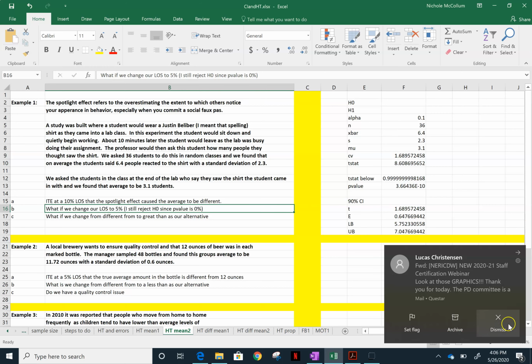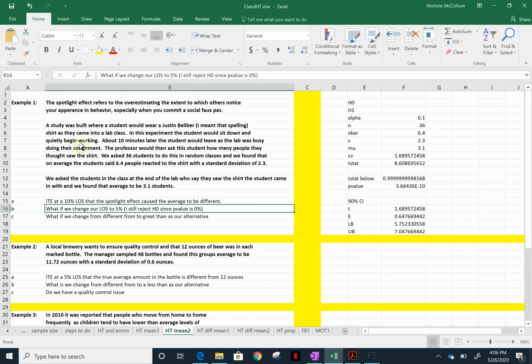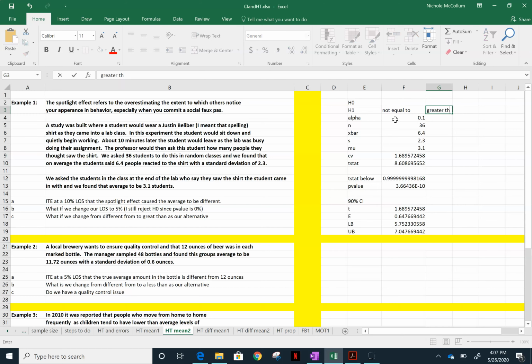Awesome. All right, what else we got here? What if we change it from a different than to a greater than as our alternative? Well, that's a good question. If we change the alternative to a greater than test, we had the alternative as a not equal to. What if we have a greater than test? That would be a one-sided test.